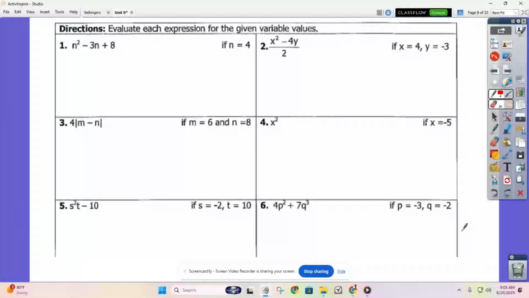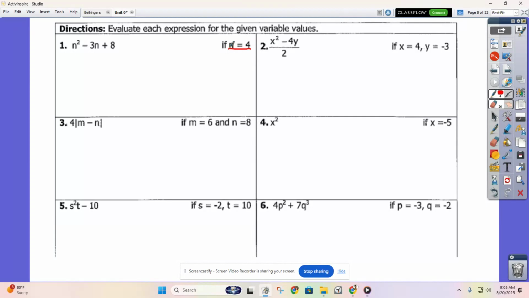All right, this is evaluating expressions, which is our first unit's homework 6 page. All right, let's get started. So in this, they are giving us a value for the variable, which has to be substituted in.